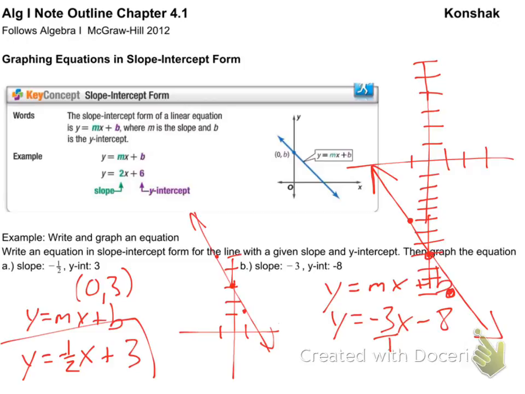Notice both of these lines are falling down because both of the slopes are negative. Yes, I think so.